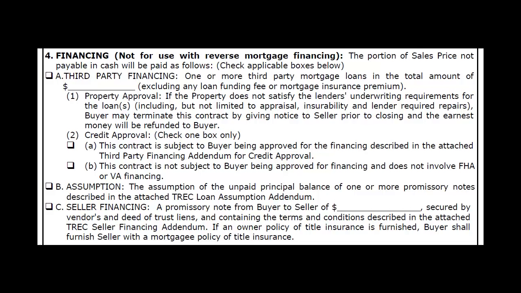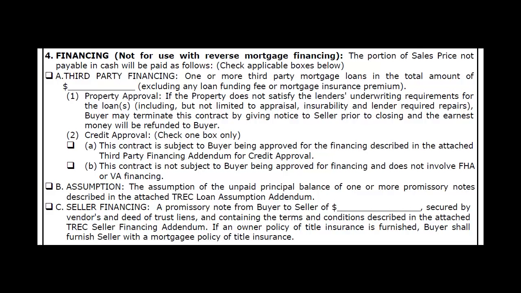If your buyer is obtaining financing from a lender, the box for line 4A should be checked and the blank there should be filled out. The amount inserted in that blank is going to be the same exact amount as the loan amount in line 3B on the last paragraph.